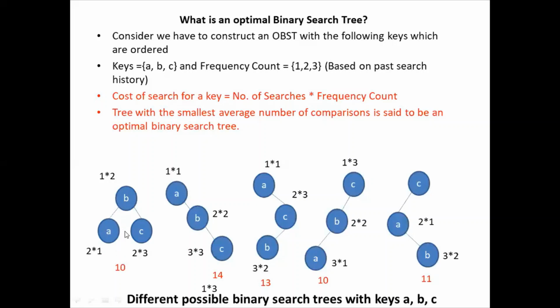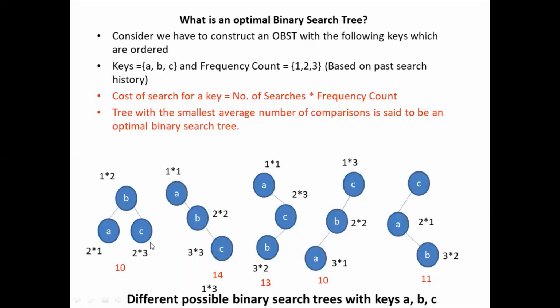Consider that I'm looking for A from the BST. A is at level 2. So when I start looking for A, I would have done a comparison at level B and then moved down to level 1. Since there are 2 comparisons involved for locating A, the number of comparisons is 2 multiplied by its frequency count, which is 1. And hence the total number of comparisons for locating A would be 2.